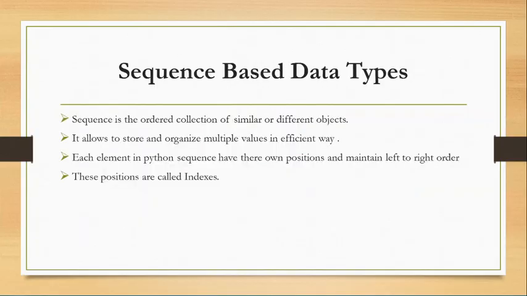Now let us learn something about sequence-based data types. What is a sequence? A sequence is an ordered collection of similar or different objects. It allows us to store and organize multiple values in an efficient way. Each element in a Python sequence has its own position and maintains left to right order. These positions are called indexes.